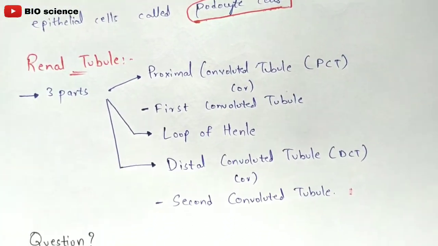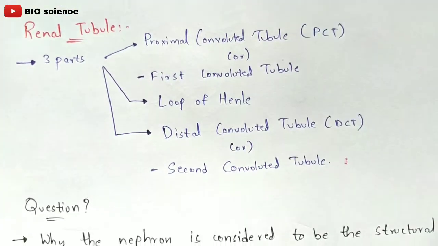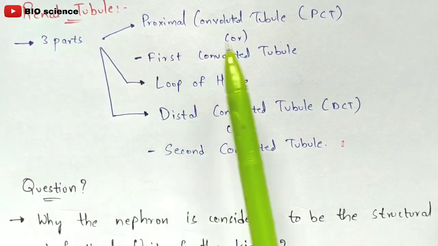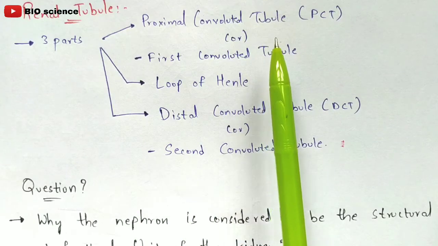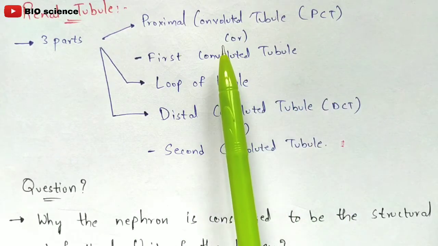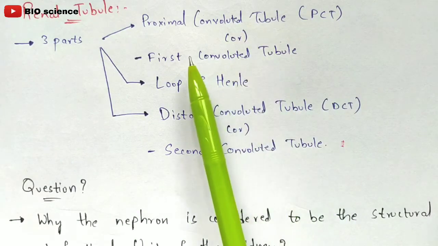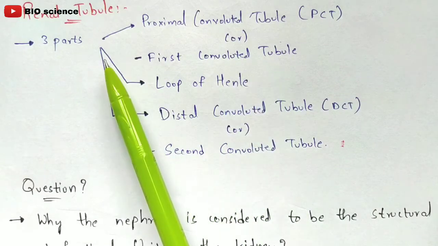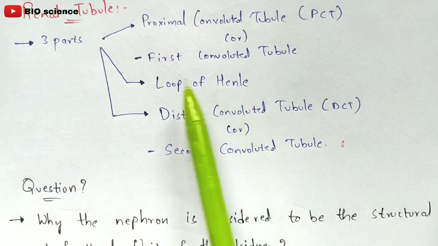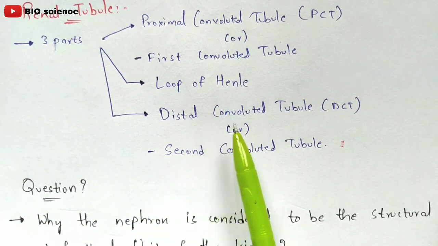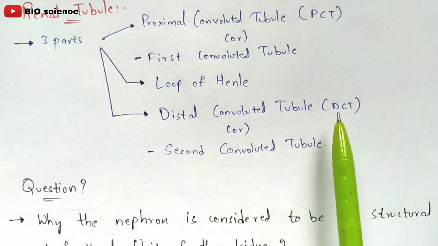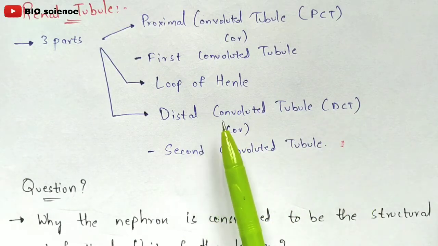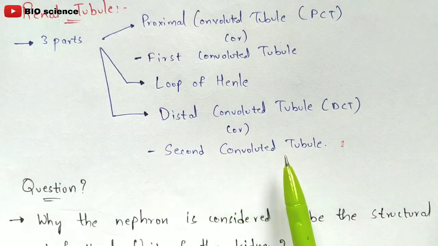Coming to the renal tubule. So renal tubule has three main parts. They are proximal convoluted tubule, which is shortly said to be PCT, and the other name of proximal convoluted tubule is first convoluted tubule. Coming to the second one, loop of Henle. Coming to the third one, distal convoluted tubule, which is shortly said to be DCT, and the other name of the distal convoluted tubule is second convoluted tubule.